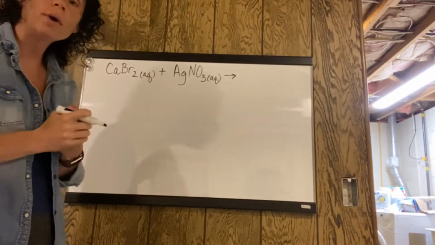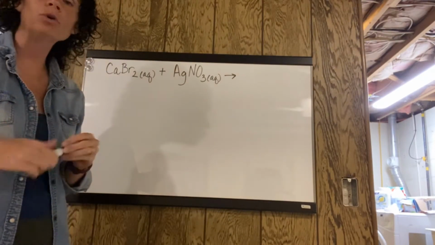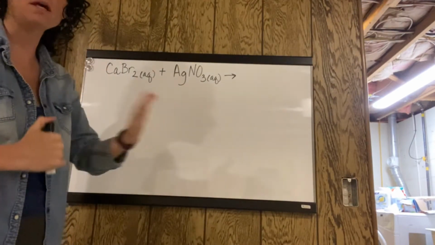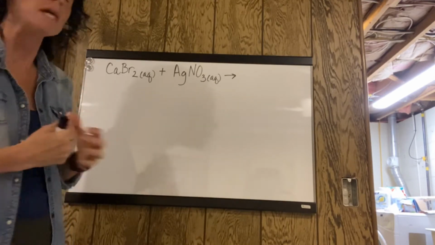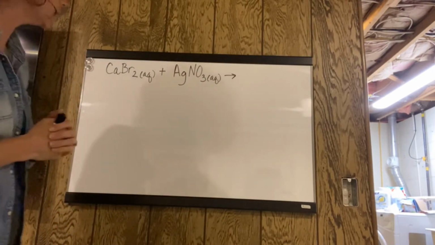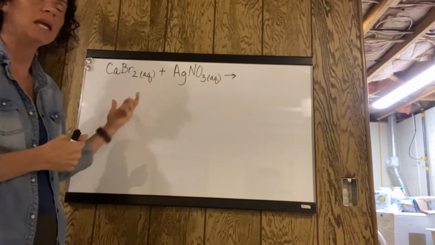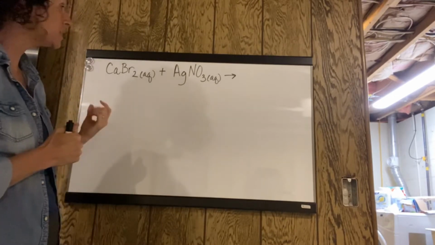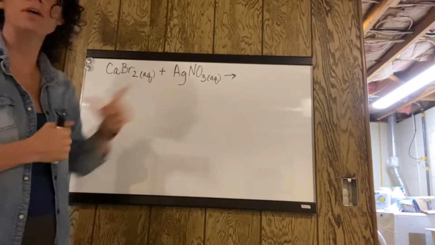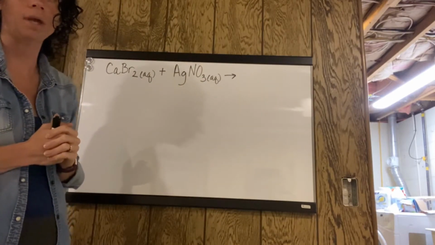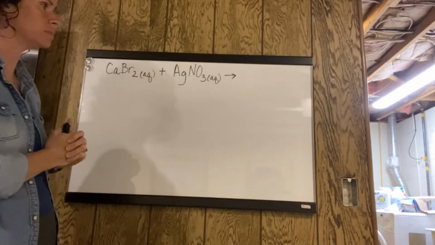Okay, we are going to be taking a look at double replacement reactions and how to predict what the product of those double replacement reactions will be. So just to review, double replacement reactions are identified by having two ionic compounds in the reactants, specifically two ionic compounds that are aqueous, that are dissolved in water. Okay, so we're always going to see that when we start with a double replacement reaction.